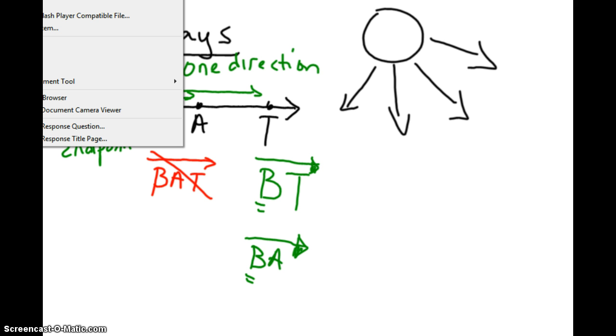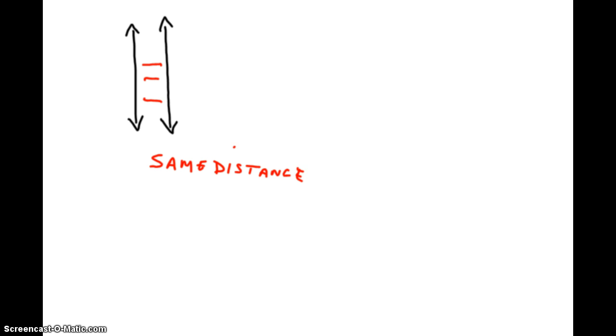Next thing that I want to talk to you guys about are things that you are already very familiar with, and that is parallel lines. Parallel lines have the same distance apart from one another, meaning they're the same distance apart, and they never, ever intersect. Very easy. You guys know that already.